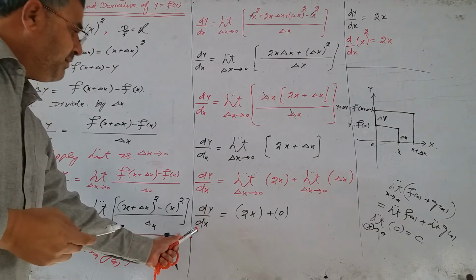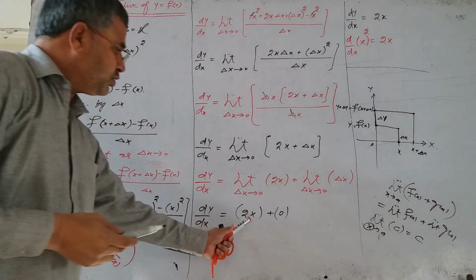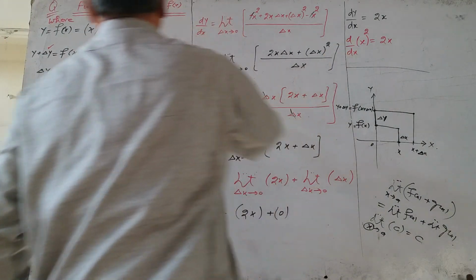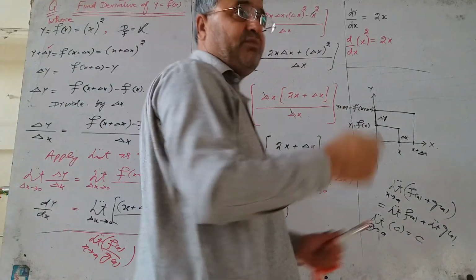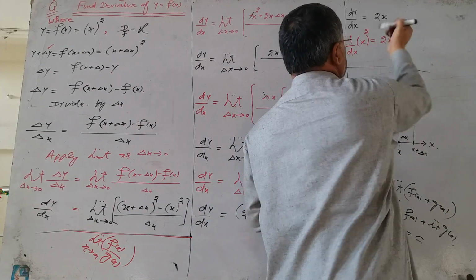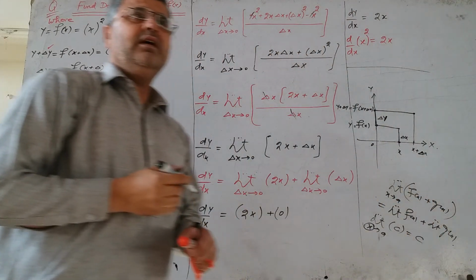d divided by dx of y is equal to 2x plus 0, which is equal to 2x. Now, y in this case is equal to x square. Therefore, we can conclude that the derivative of x square is equal to 2x, which is our required result.